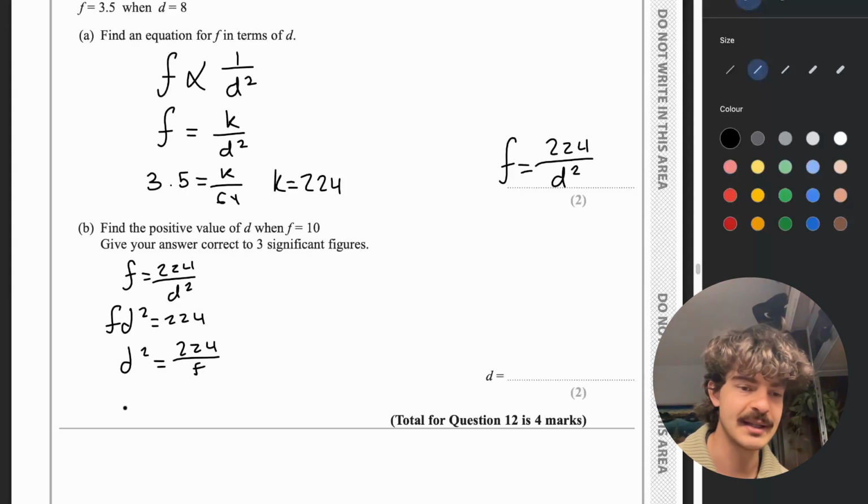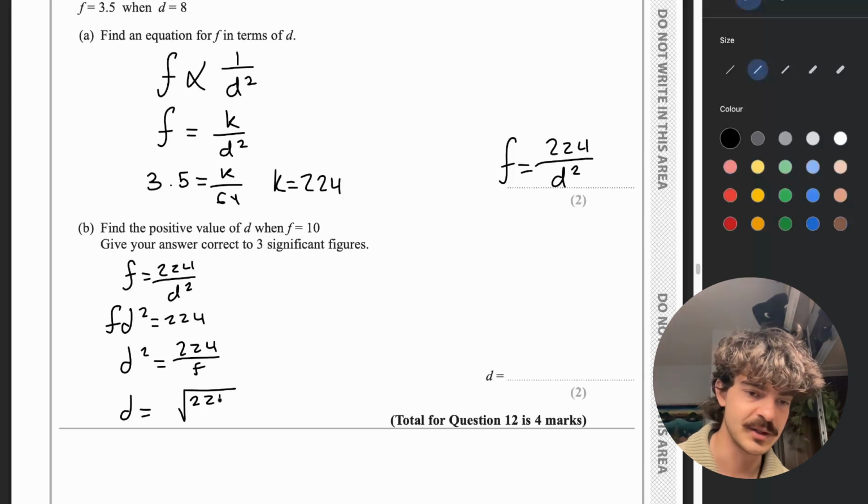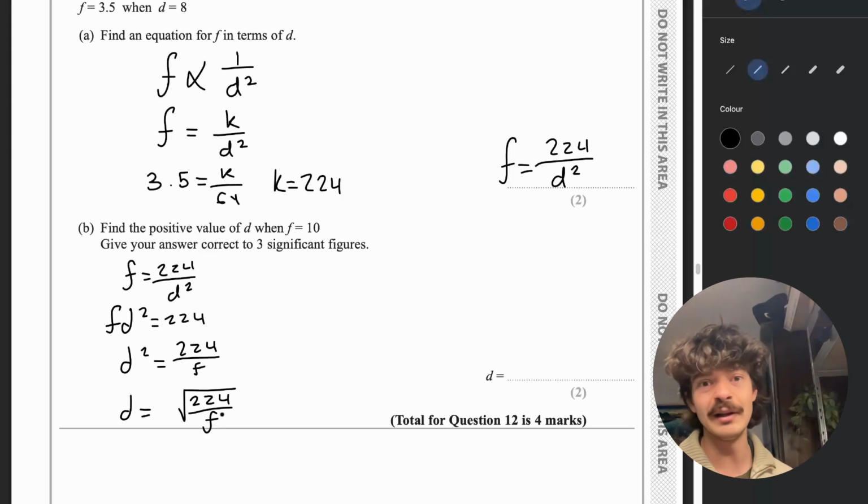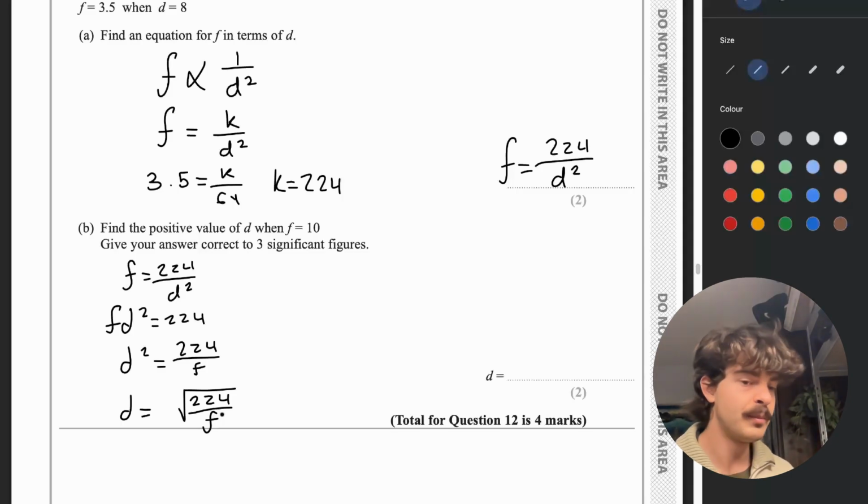And then lastly, to get D by itself, I'm going to have to take the square root of this thing, 224 over F. And importantly, this square root could be positive or negative. Remember, squaring negative numbers yields a positive answer, D squared, right? But in the question, it says I only want the positive value. So we're just going to take the positive value of this thing.